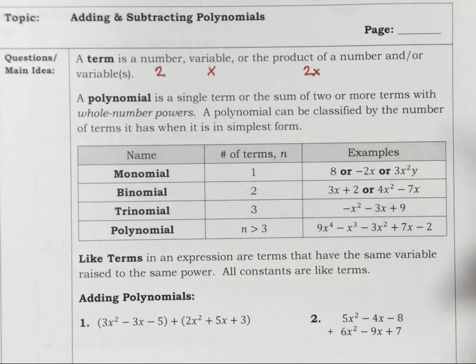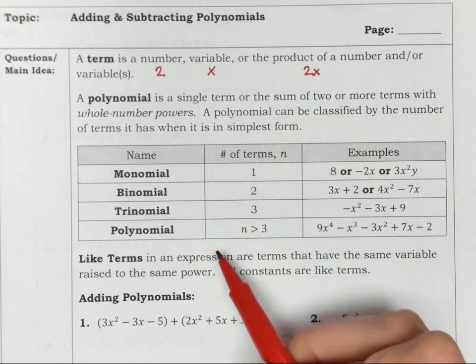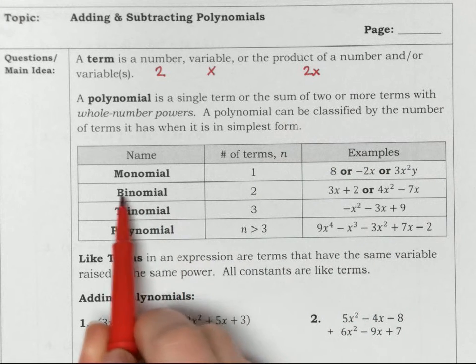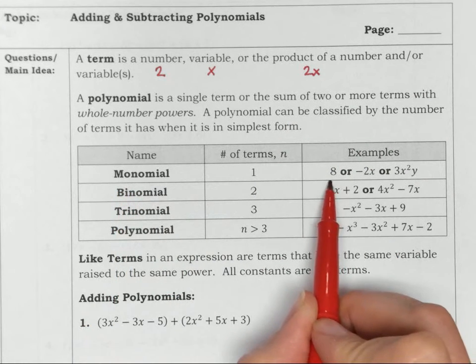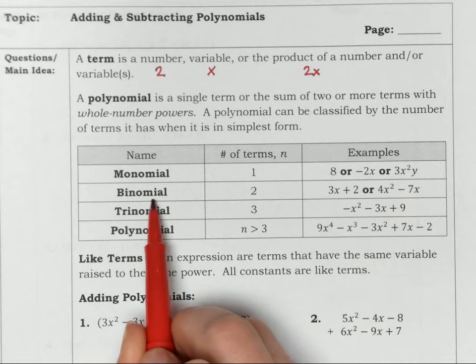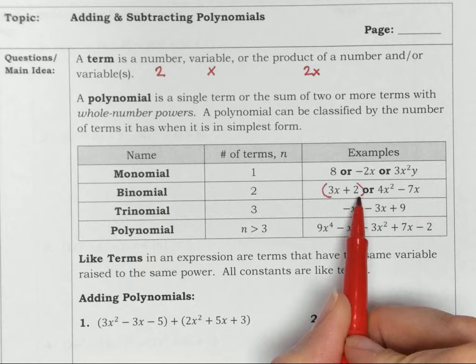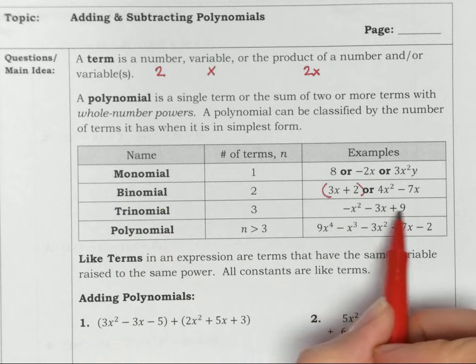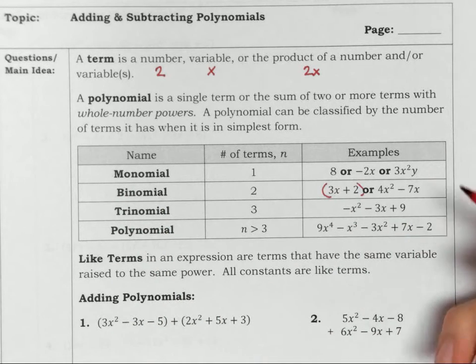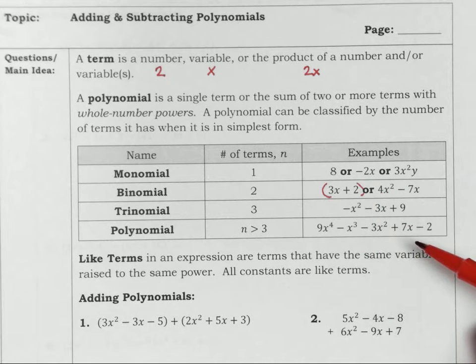And so these here are what we would call polynomials. There's different types. There's a monomial, meaning I just have one term by itself. A binomial means I have two terms, and sometimes you're going to see those in parentheses. Trinomial is 3 different terms. And a polynomial for when you have more than 3 terms.